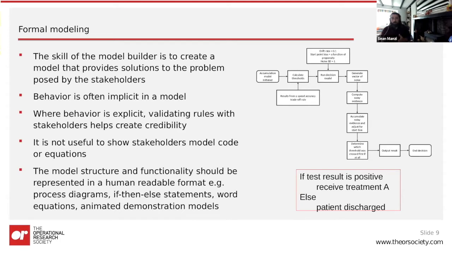Using things like process maps, if-then-else statements, word equations. Word equations are brilliant if you've got to present complex equations to people. And animated demonstration models. It allows a non-expert stakeholder to really engage with the formal model and understand what's happening.